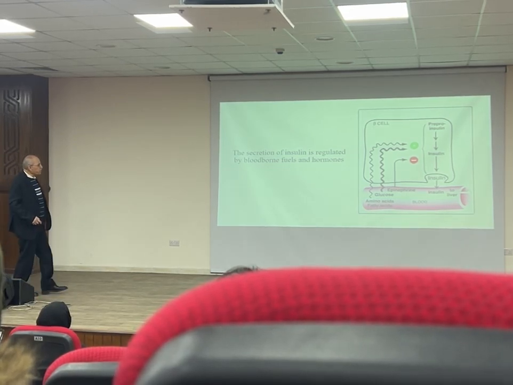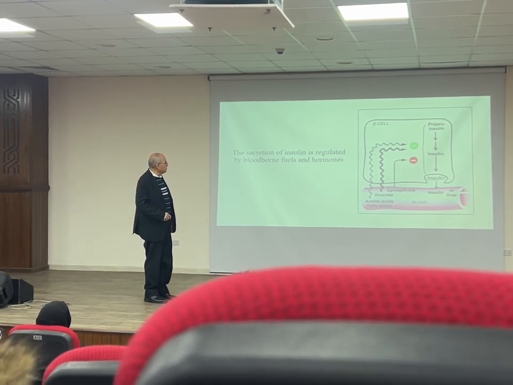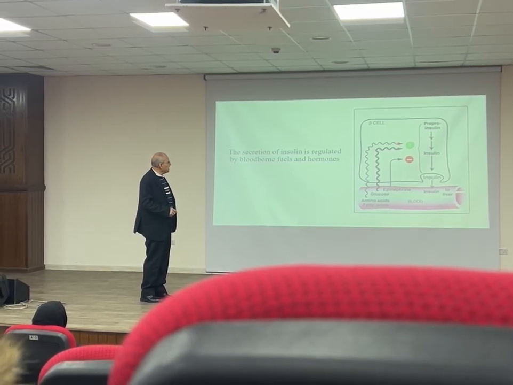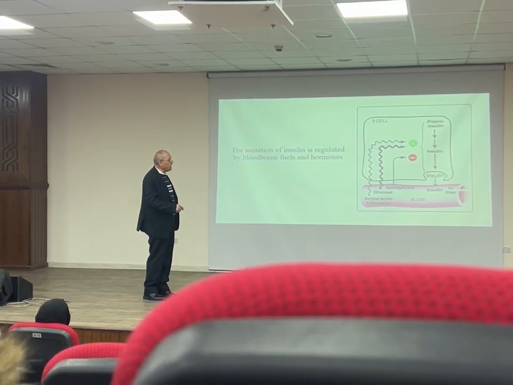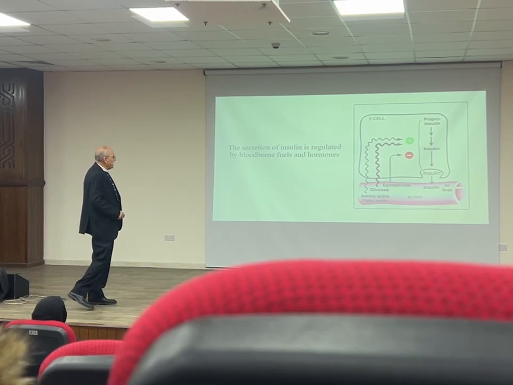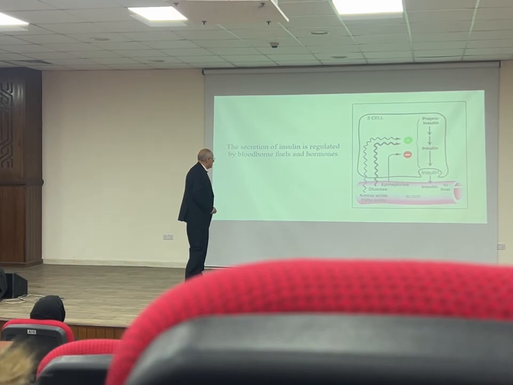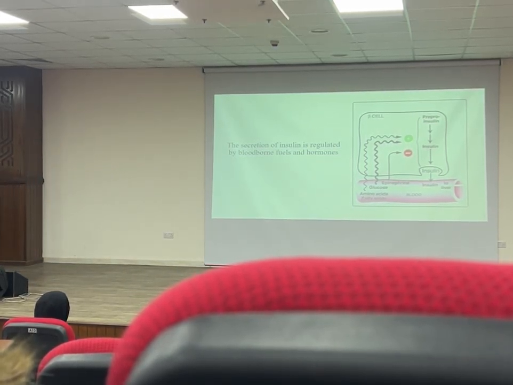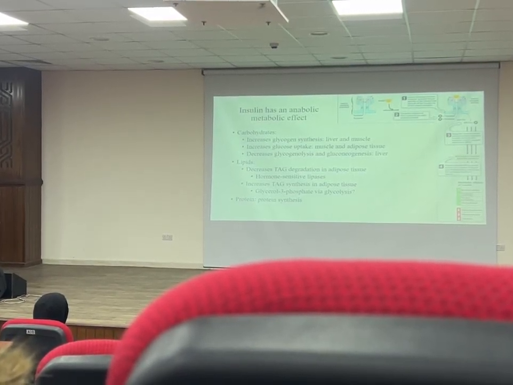Okay? So when you have high glucose, insulin will be secreted, produced, as you see here. Glucose, amino acids, fatty acids will stimulate the secretion of insulin. Epinephrine will suppress its secretion. This is the action of insulin.